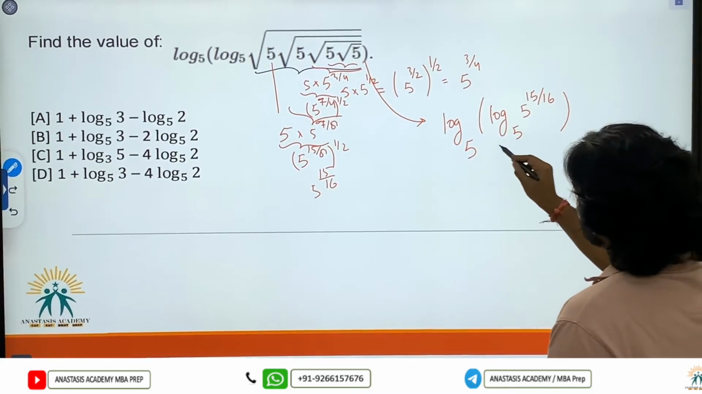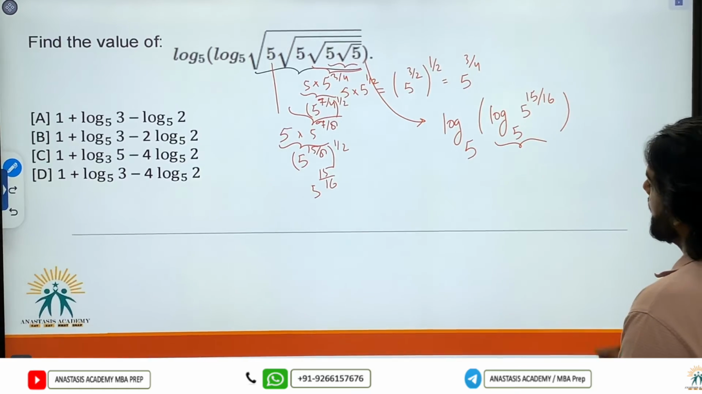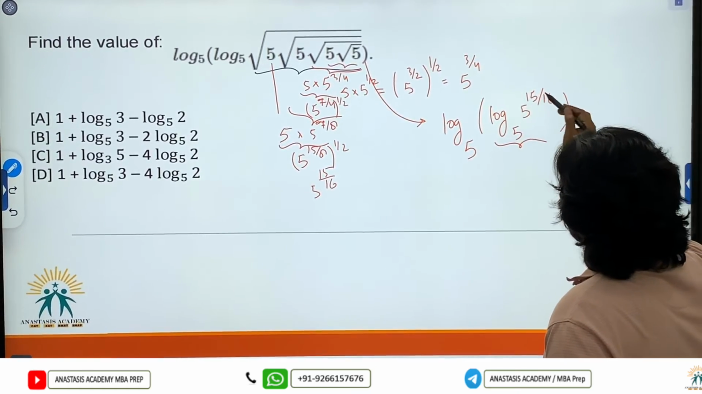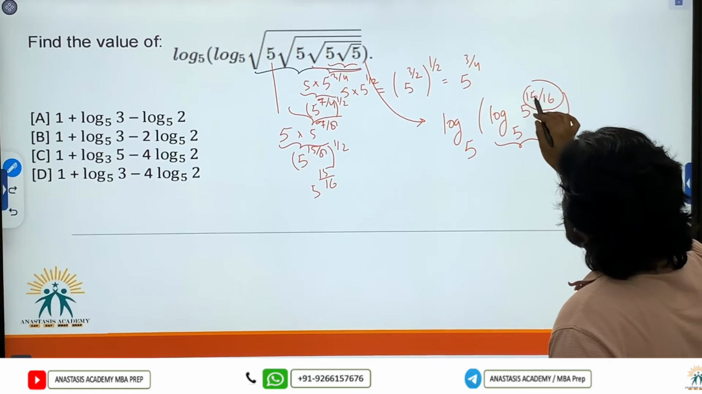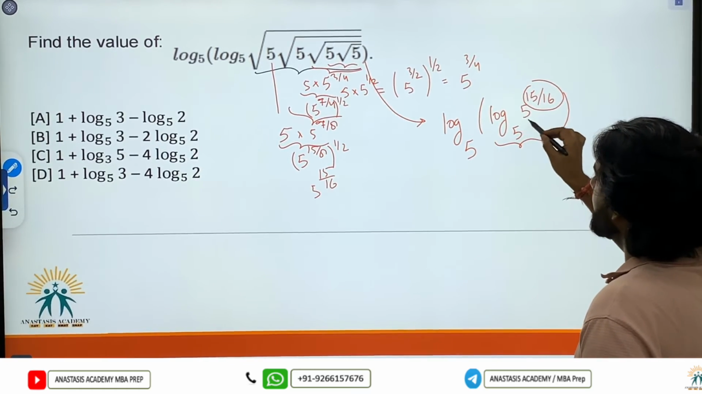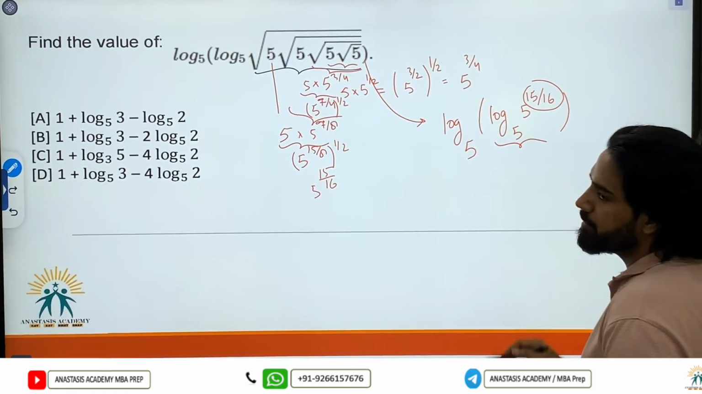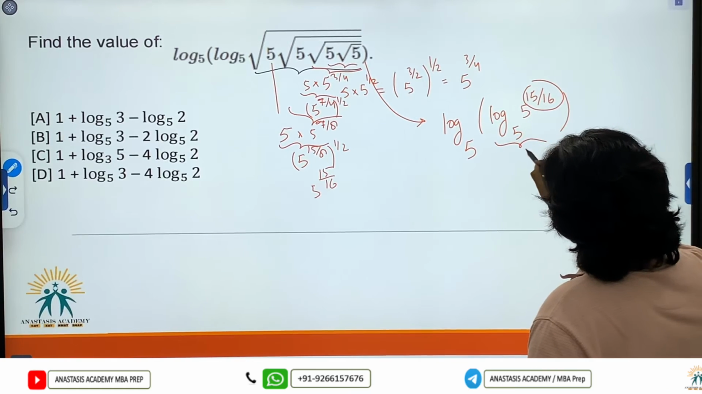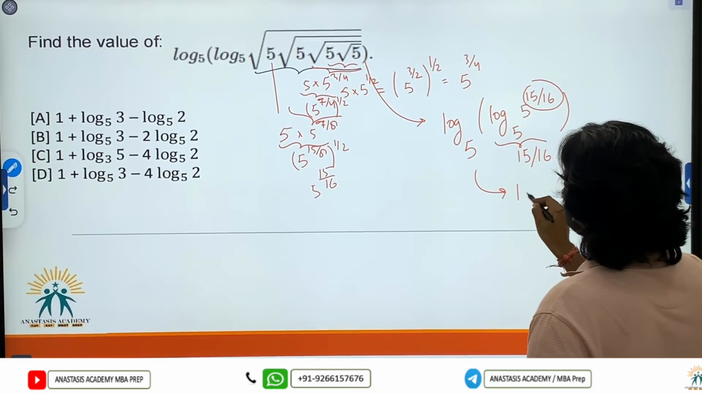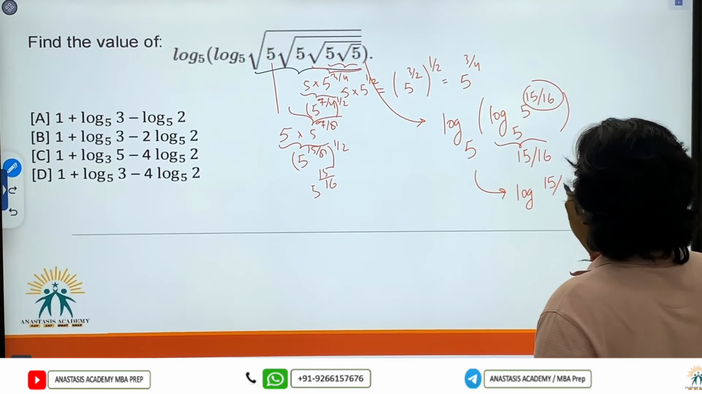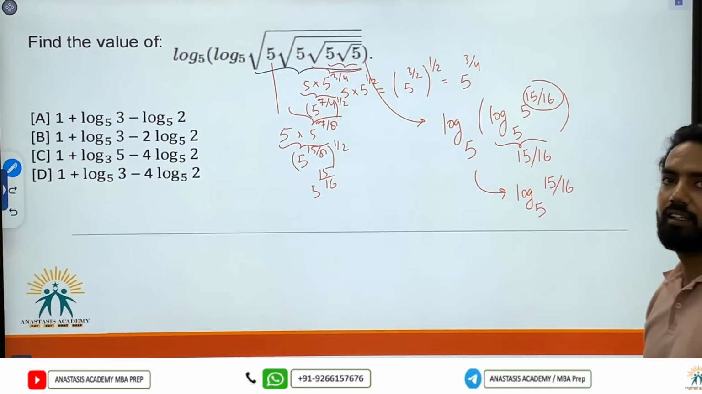So first of all, we have to solve this expression. Now log of 5 raised to the power 15 upon 16 to the base 5, it would become, because base and number are same, so I would get the value of this expression as 15 upon 16. So it will reduce to log of 15 upon 16 to the base 5, right?